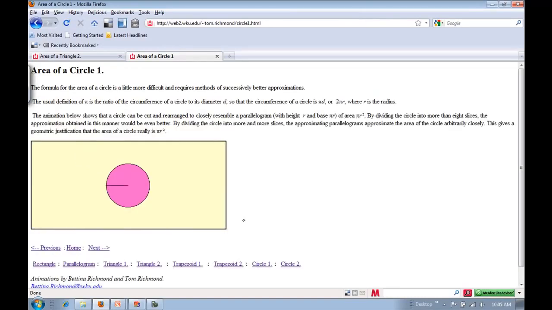Let's go and take a look at the area of a circle. Divide it up into little pies, cut them apart, slide them together. This would be the length of the radius. This is half the circumference, or pi times r. So the area would be pi times r, which is equal to pi r squared.